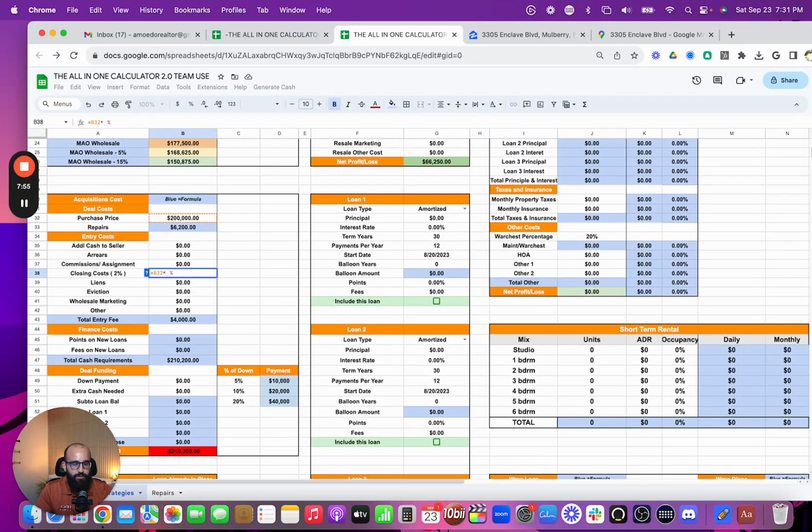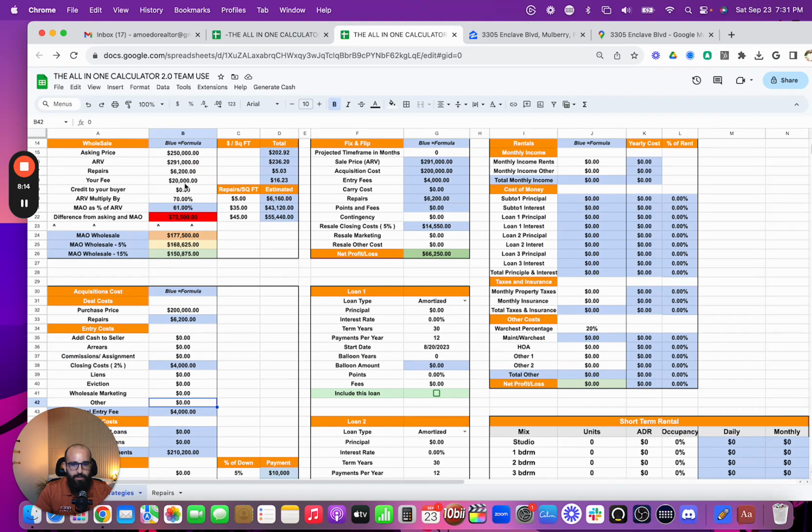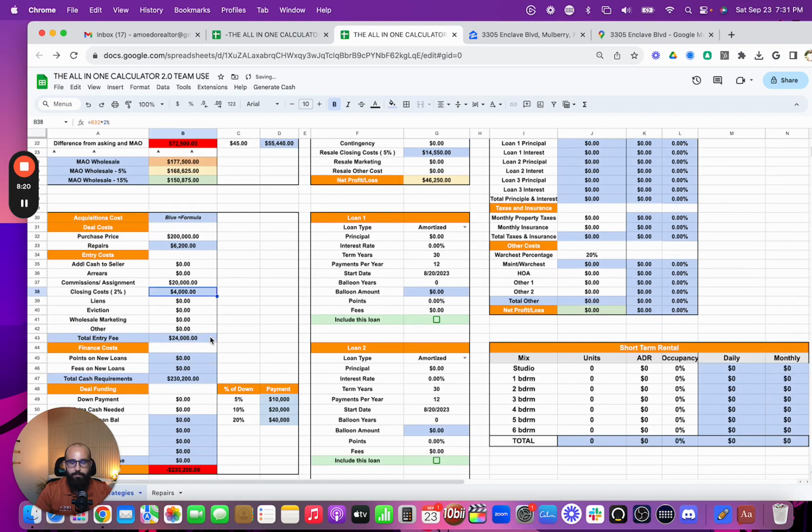If it's 1.5%, just multiply by 1.5%, and you'll get your 1.5% closing cost. But we're going to assume that it's still 2% for us. Liens here, evictions, wholesale marketing, or whatever other entry cost you may have to this house. So let's say in our case, we have this $20,000 assignment fee here. We're going to put our $20,000 assignment fee here.